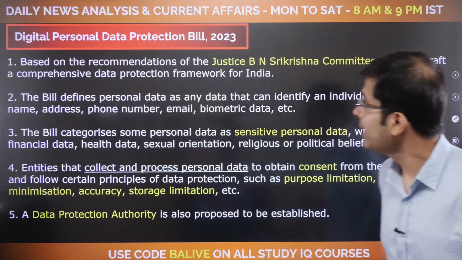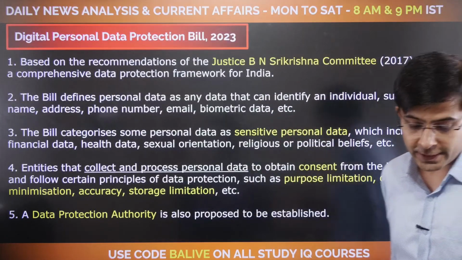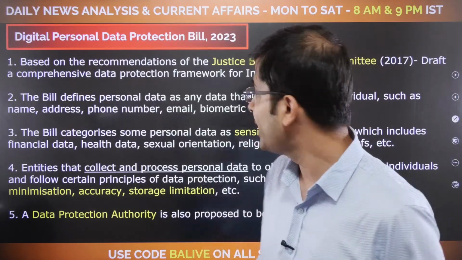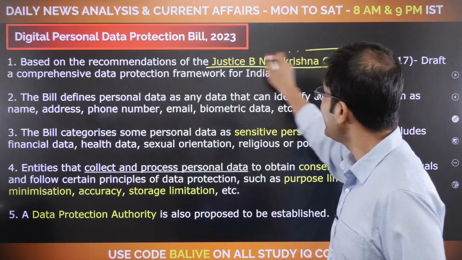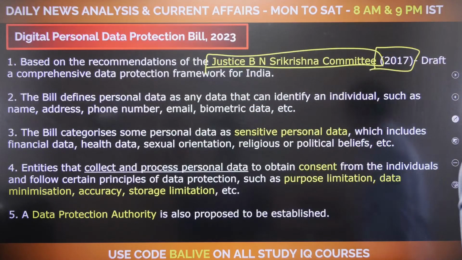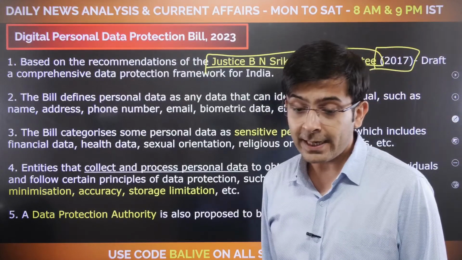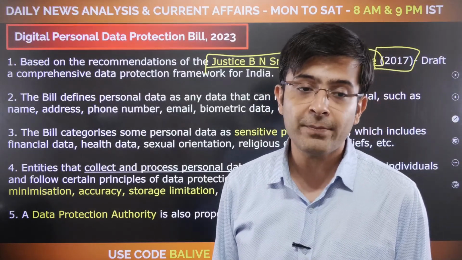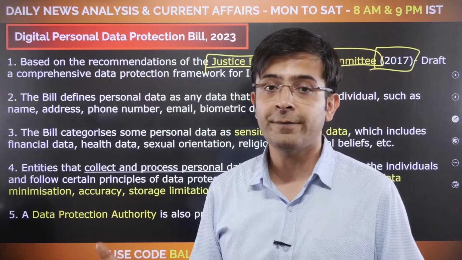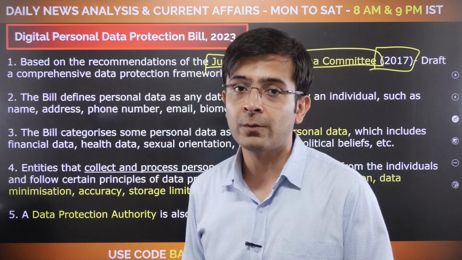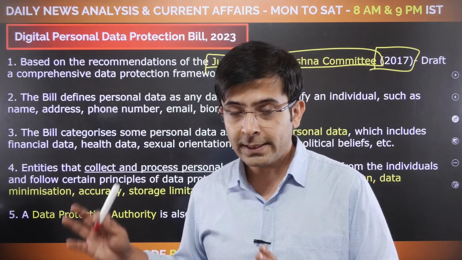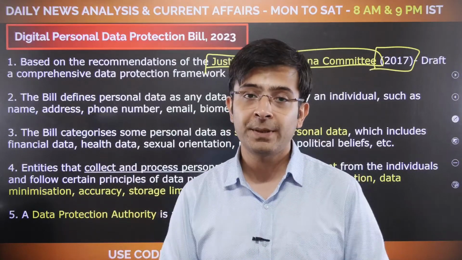All right, let's go. Digital Personal Data Protection Bill. Justice BN Sri Krishna Committee was the one that recommended its forming, so make sure that you know the committee first. In 2017, it was the first to say you should have a comprehensive data protection strategy in place. What are you doing? 140 crore people, so much internet proliferation happening right now. How are you going to protect citizens' data? So this was the first committee that gave its recommendation.